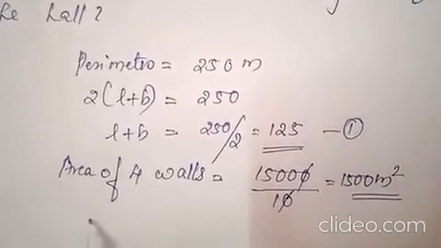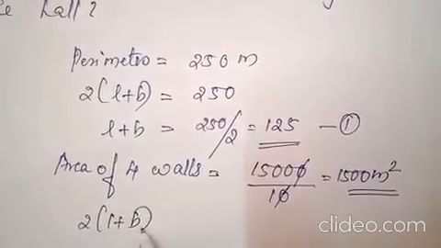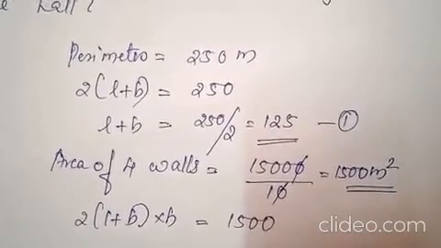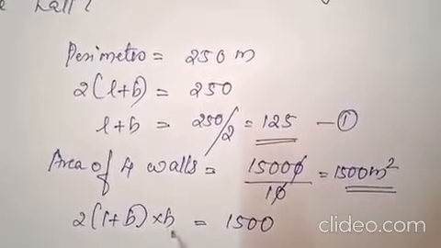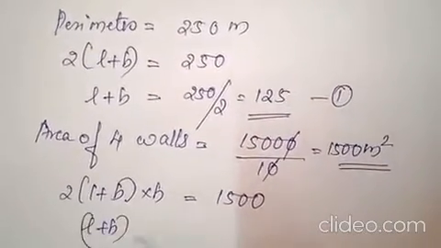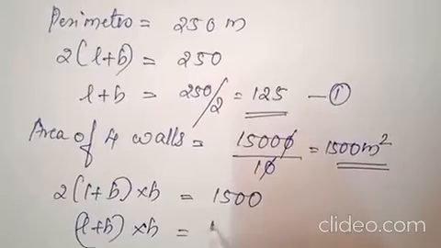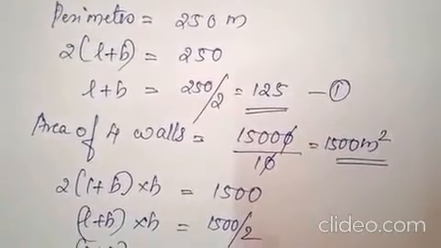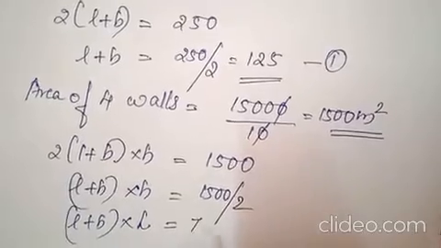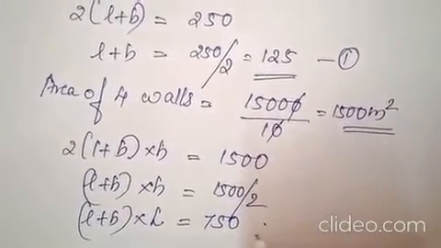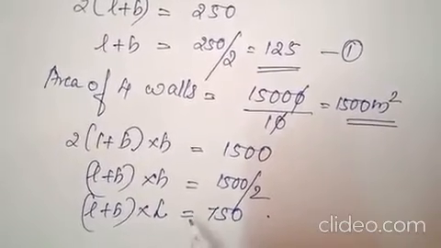So 2 into (L plus B) into H equals 1,500. 2 into (L plus B) into height equals 1,500. So (L plus B) into H equals 1,500 by 2. So (L plus B) into H equals 750. So this is the second equation, 750. Is it?